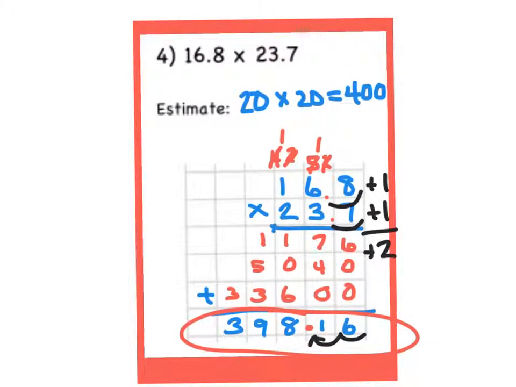Well, did you get the same answer I did? 398 and 1600ths? If you did, that's pretty good. It comes very close to our estimate of 400.